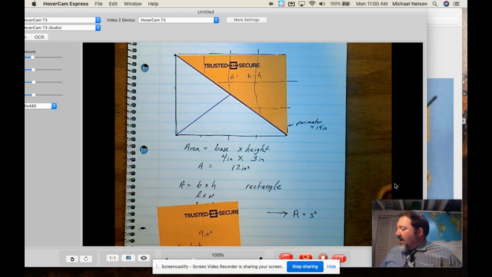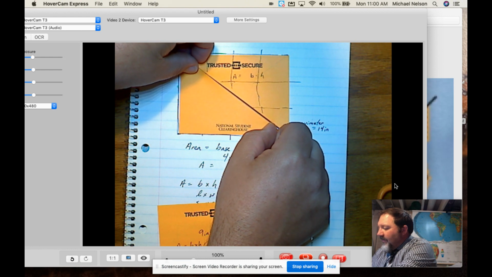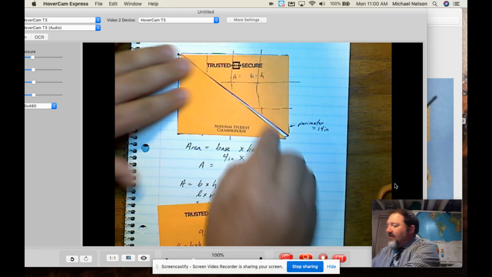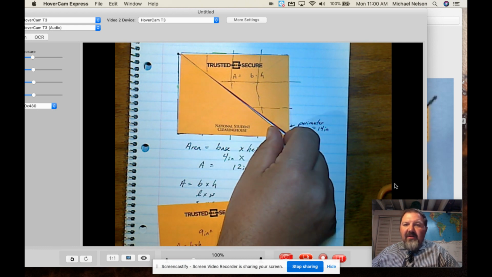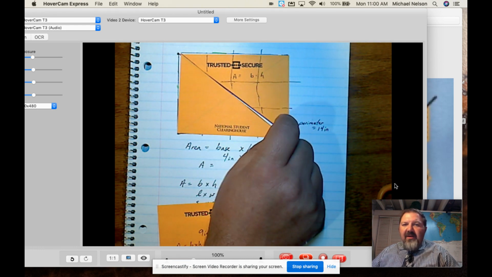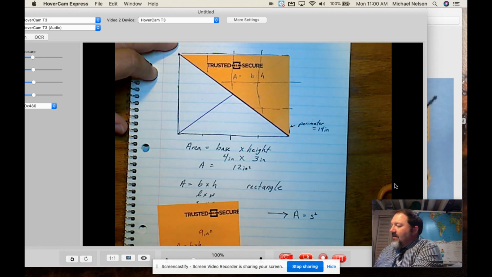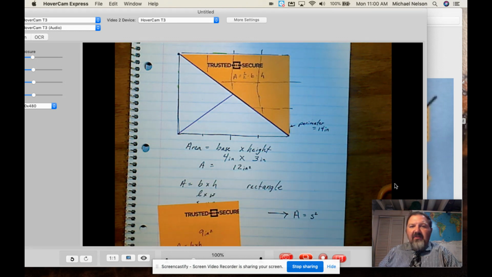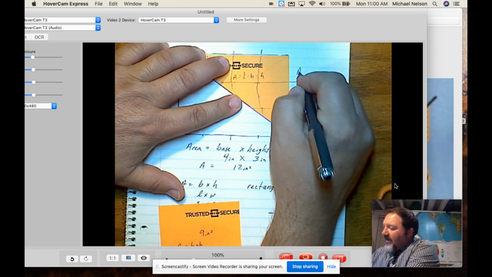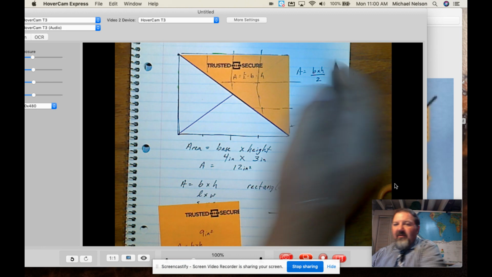And I know that because when I put both of my triangles on there, 2 triangles add up to base times height. So right now the area that's being taken up is base times height. But if I only want half of it, then I just take half of that, half times base times height, right? Or that's the same as writing area equals base times height divided by 2.